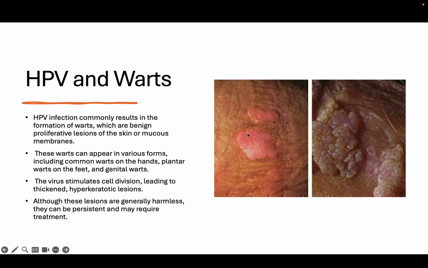It's going to stop. But what you do get is massive cell division and thickening of these hyperkeratotic lesions. A lot of these keratinocytes have divided so many times that you get the formation of these skin lesions. We call these warts. They are generally very harmless. They can be persistent and may require treatment. Sometimes they go away on their own. Sometimes they stay and keep multiplying. And treatment is quite simple: you put on some medication, or you can freeze them and kill them off.